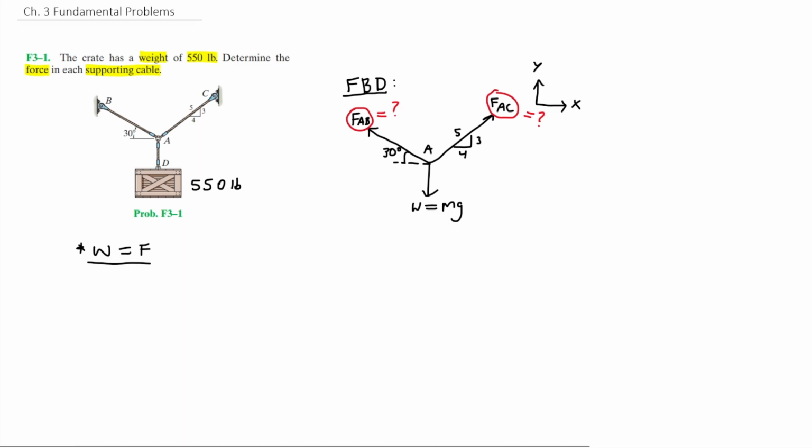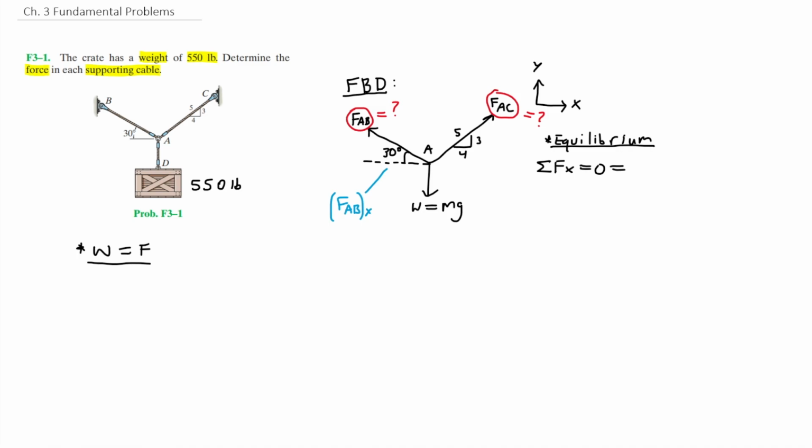Since our system needs to be in static equilibrium, we're going to implement our equilibrium equations where we set the sum of forces equal to 0. Starting off with the forces in the x direction, we have summation Fx equals 0. Looking at the free body diagram, we see that the forces FAB and FAC act in the x direction. The x component of FAB is going to act along the x direction, so I'll label this as FABX.